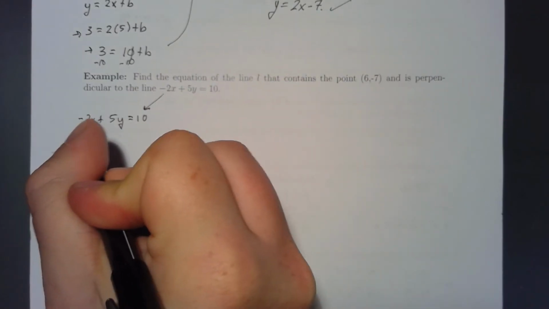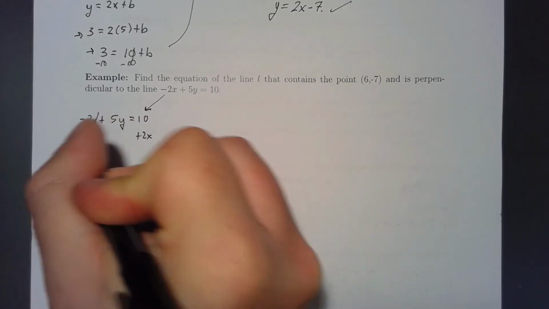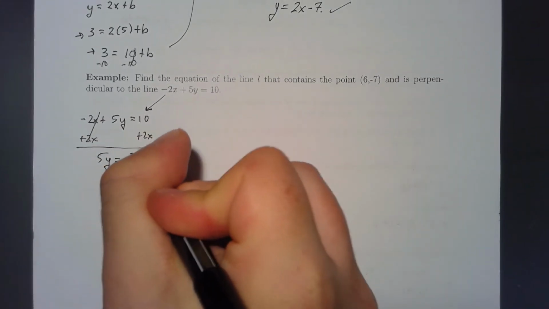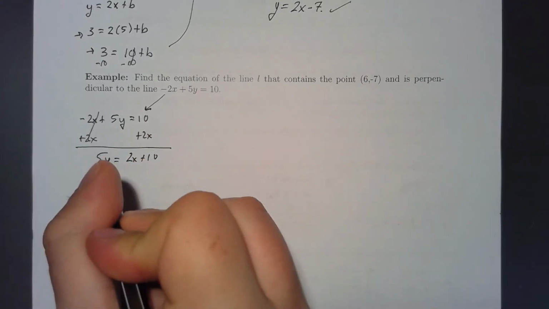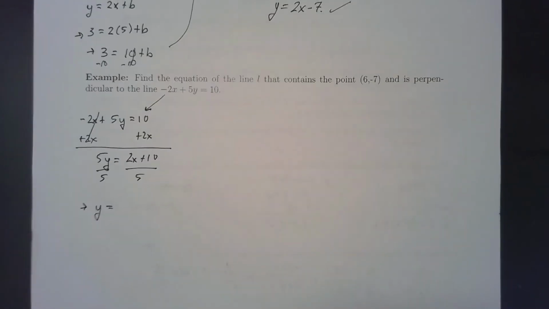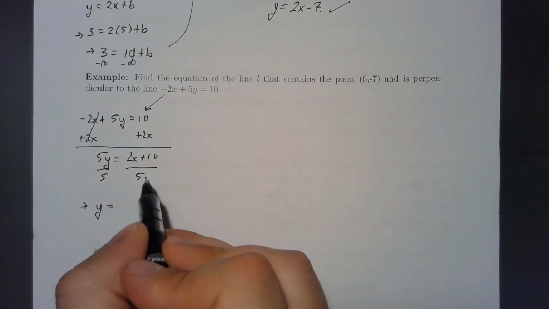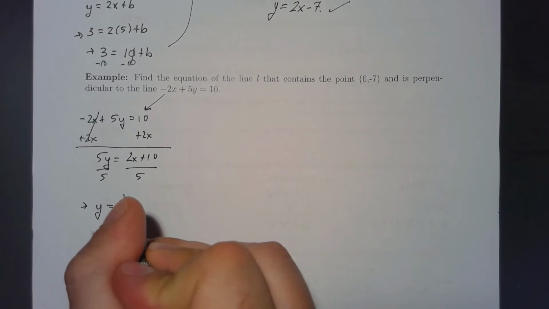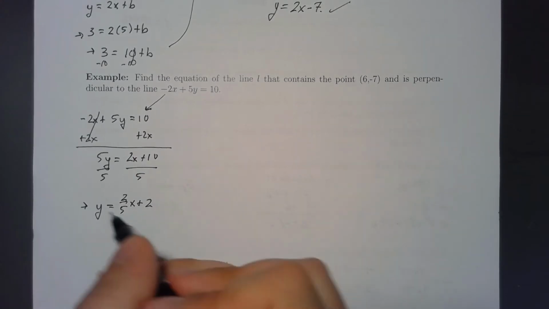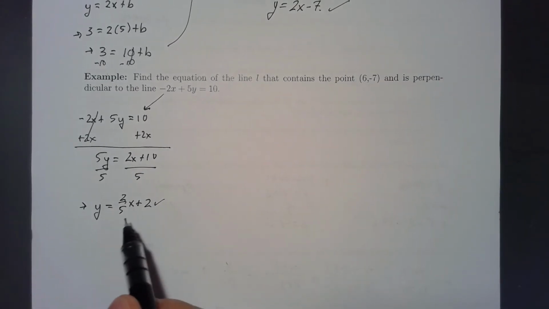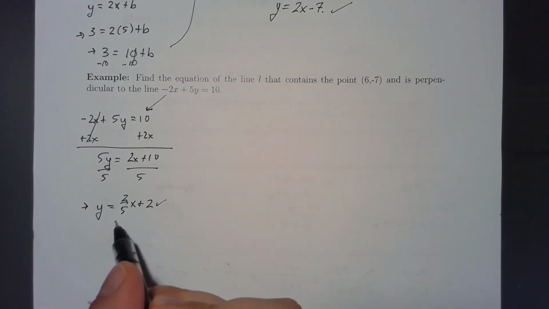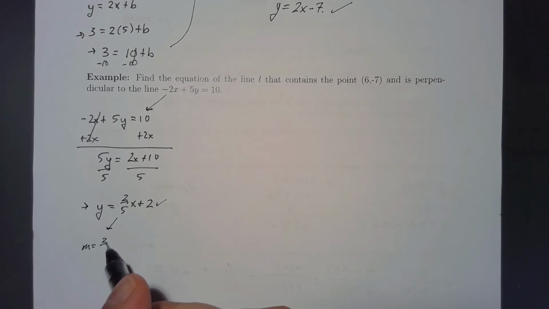So add 2x. So I have 5y equals 2x plus 10. Divide by 5. So I have y equals, so I could break this 5 up, so 2/5 x plus 10 over 5 is 2. So this is not the line I'm looking for. The line I'm looking for is perpendicular to this line. So the slope of this line is 2/5.